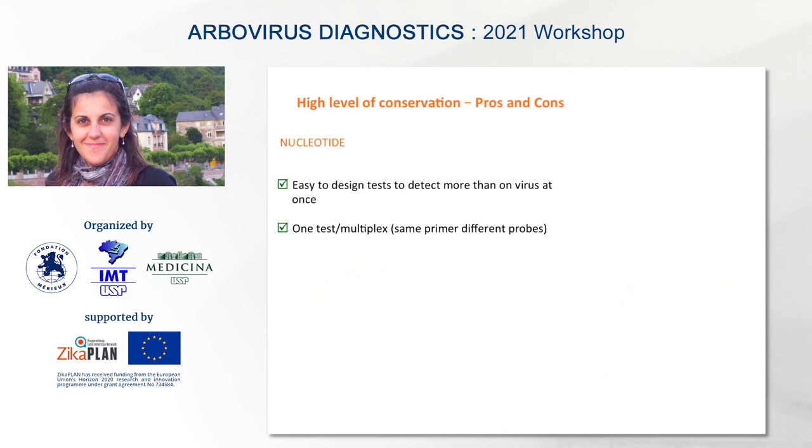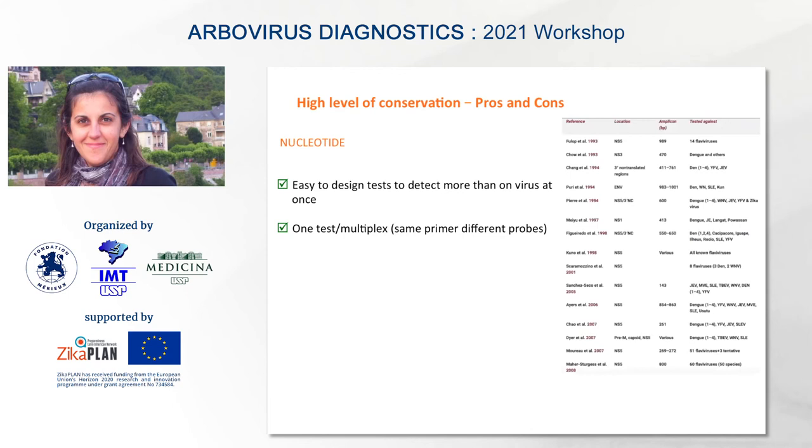On one hand, such a level of conservation allows us to easily design genetic tests for simultaneous detection of all dengue serotypes, or even to detect distinct viruses from the same genus. You probably know some of these protocols that can detect the 4 serotypes of dengue, or simultaneously dengue, yellow fever, Japanese encephalitis, Zika, West Nile, etc. But all this conservation has a cost. On the other hand, it's very easy for cross-reaction to happen when you don't want the test to cross-react.